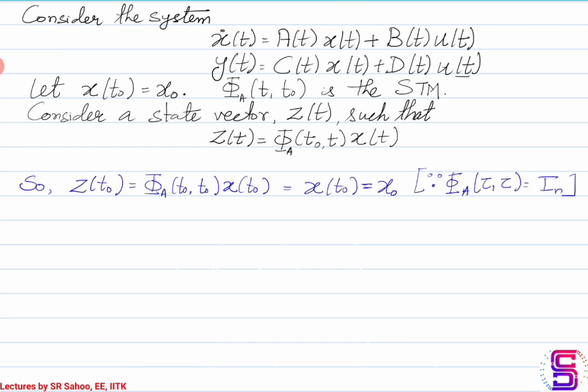Now from this relationship, what would be the initial value of the state vector z, or what is the value of z at t equal to t0? If we substitute t0, what we get is that z(t0) is nothing but Phi_A(t0, t0) x(t0). But this Phi_A(t0, t0) is nothing but an identity matrix, which essentially means that the initial value of the z vector is the same as the initial value of the state vector x.